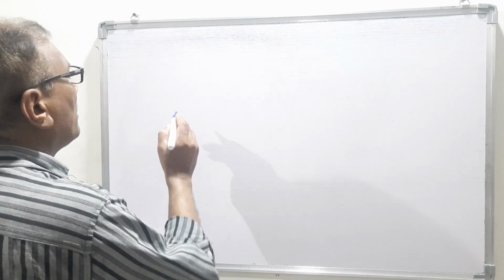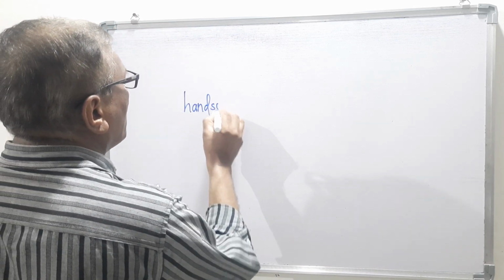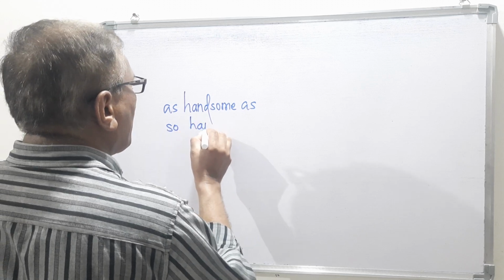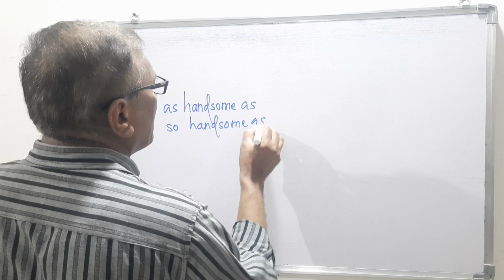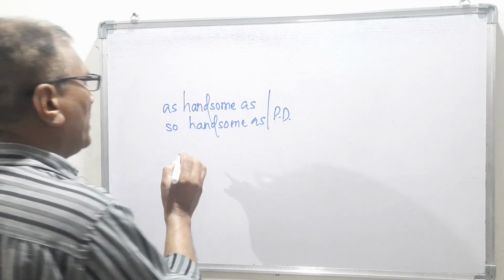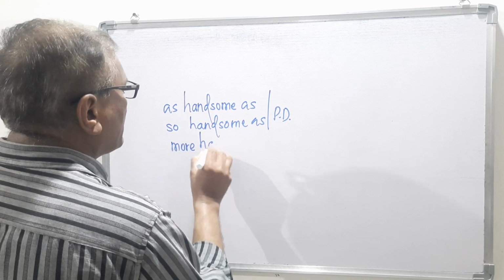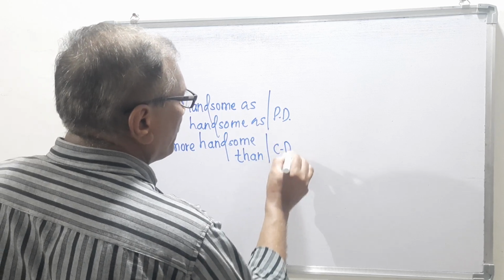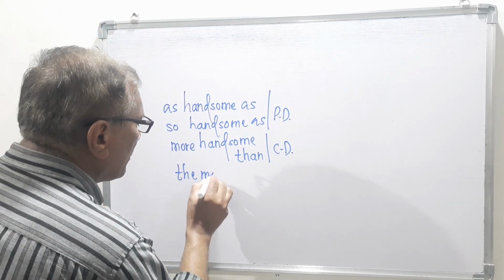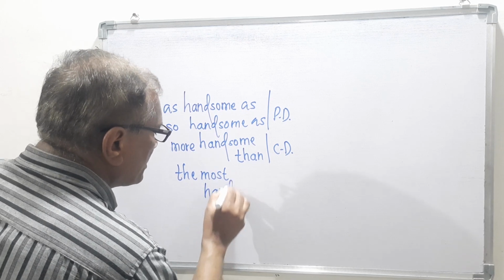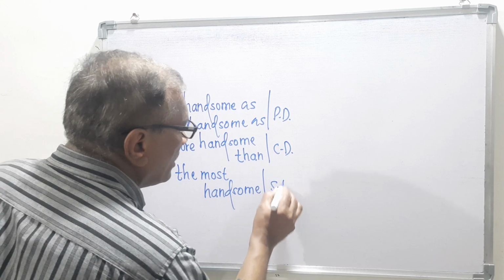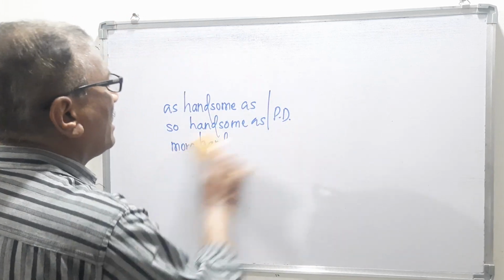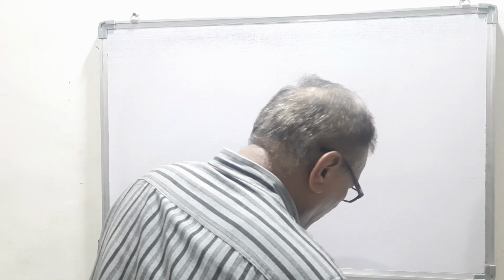Now I will give you the word handsome. See, this is a big word. So "as handsome as" is the PD form. The comparative will be "more handsome than", this is the CD form. And "the most handsome" is the SD form. So in this way we can make the forms of degree from the big words.